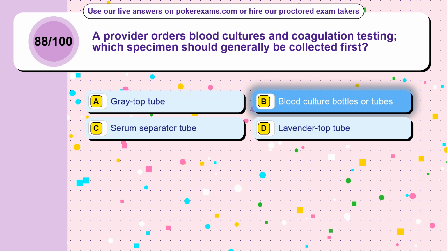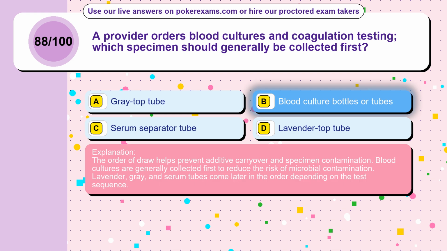The correct answer is option B, blood culture bottles or tubes. The order of draw helps prevent additive carryover and specimen contamination. Blood cultures are generally collected first to reduce the risk of microbial contamination. Lavender, gray, and serum tubes come later in the order depending on the test sequence.